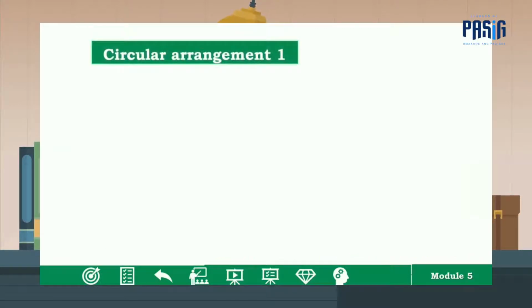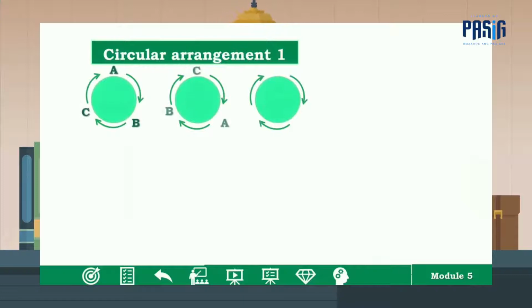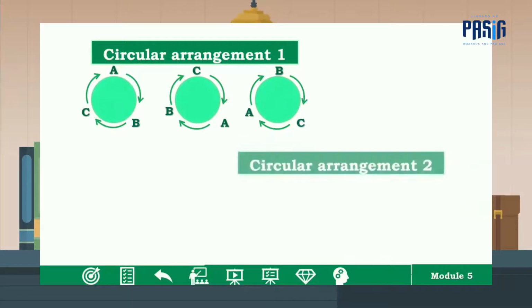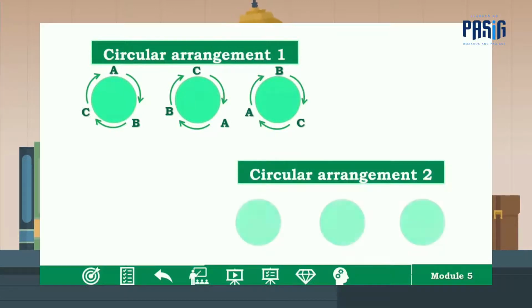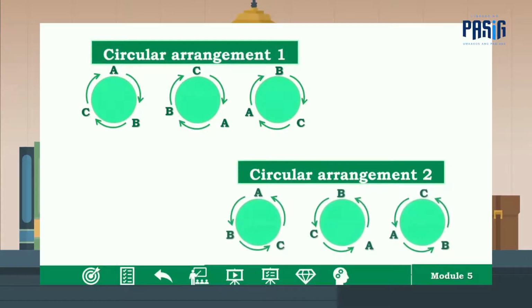But in circular arrangement number 1, if you move in the clockwise direction, you can see that B is always at the left of A and C is always located at the right of A. While in circular arrangement number 2, you can observe that C is always at the left of A and B is always at the right of A.